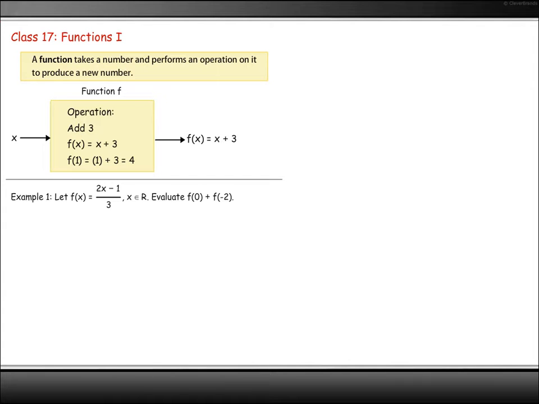Example 1. Let f of x equal 2x minus 1, all over 3, for x an element of R. Evaluate f of 0 plus f of minus 2. Everywhere you see x, replace it by a bracket. Replace x by 0 to find f of 0. Do the calculation yourself or use the calculator.